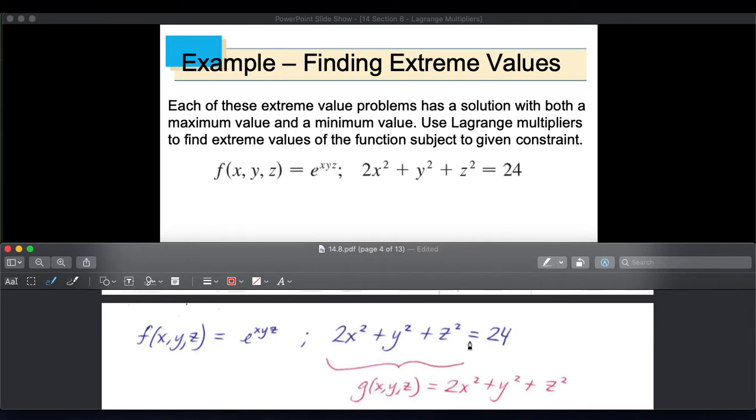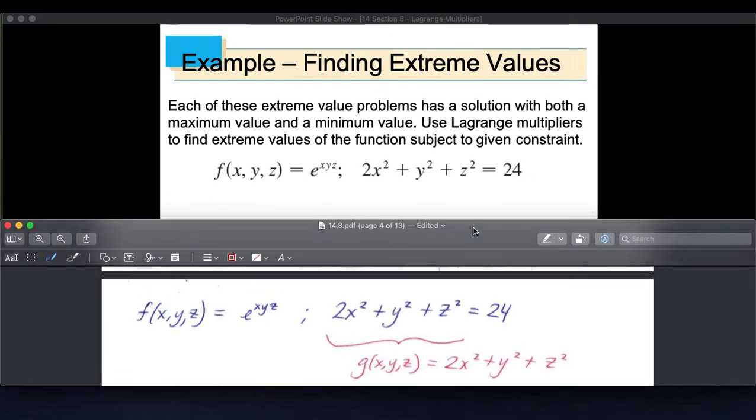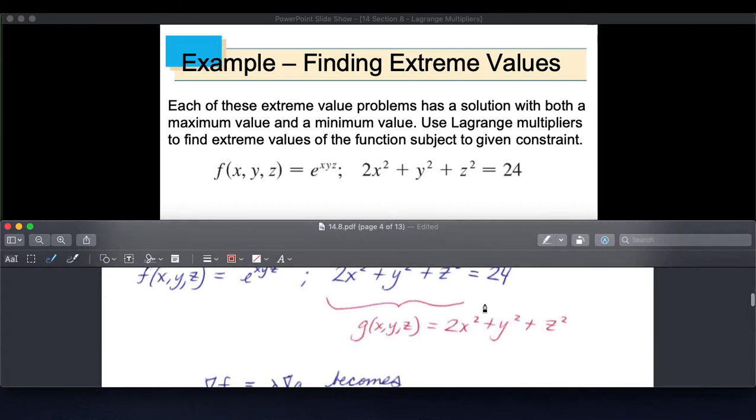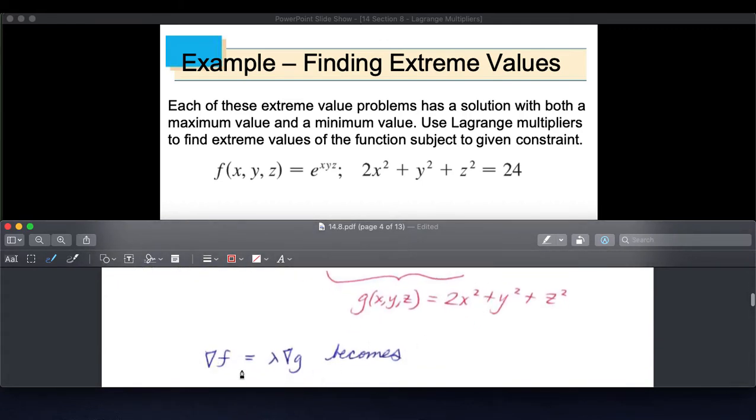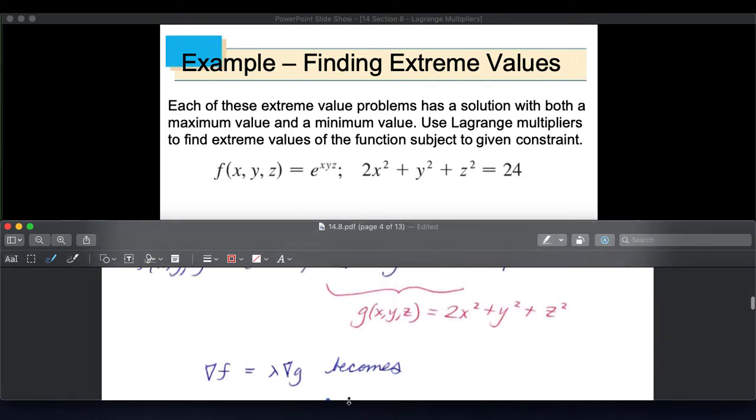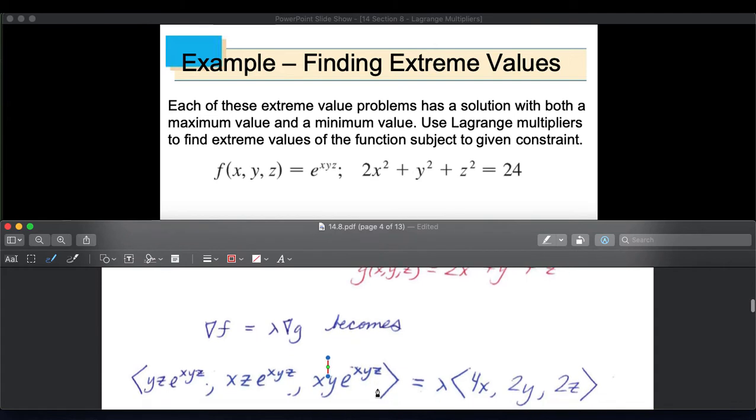So in this particular case, guys, there's my function f, and my function g, the constraint, is in this case 2x squared plus y squared plus z squared. Using again that all-important equation here, we end up with this, which I think we all can agree with.